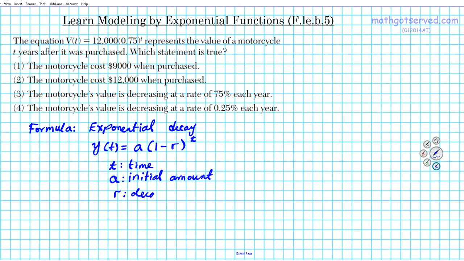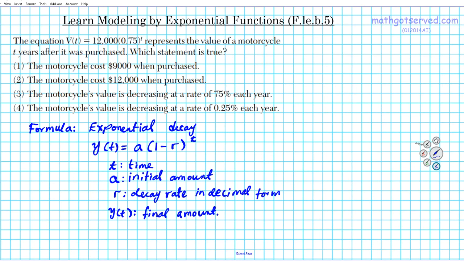Now, something to pay close attention to when you're using the formula: the decay rate is in decimal form. So you have to convert it from percentage to decimal form. So r is the decay rate in decimal form, and y of t is the final amount. All right, so let's take a look at what we're dealing with here. Using this formula, we can determine what the correct answer is.